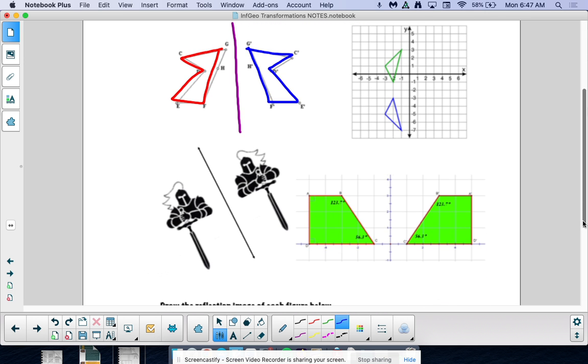Like there's our logo, right? And if you notice, this point here matches this point here, and they're the same distance away from the line of reflection. Does that kind of make sense? Or maybe this is a better image. This C right here and this C right here, they're opposites, and this distance and this distance are the same away from that line of reflection. Okay, so let's grab out your notes and we'll fill in our notes for reflections.